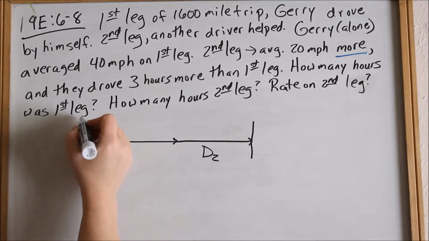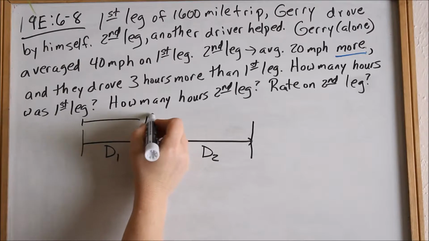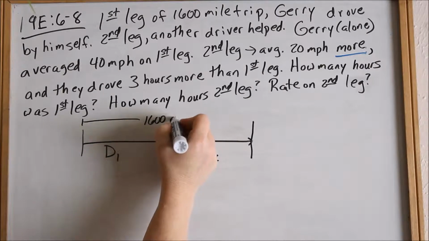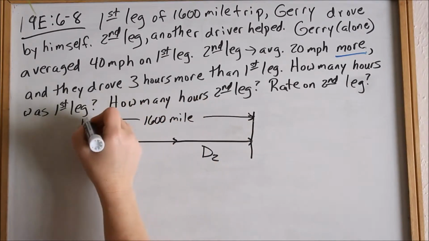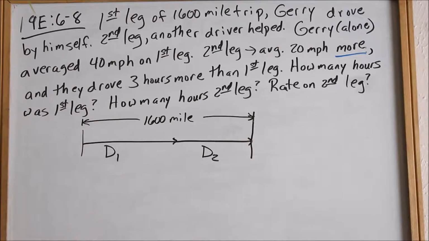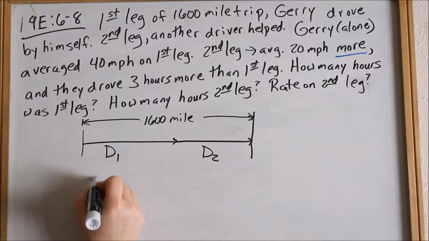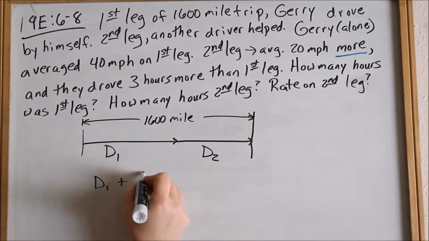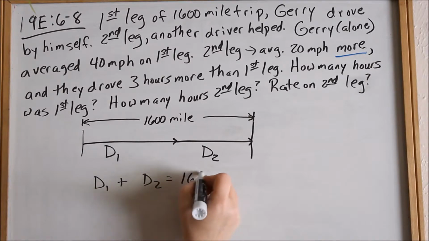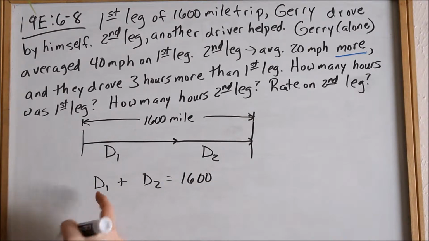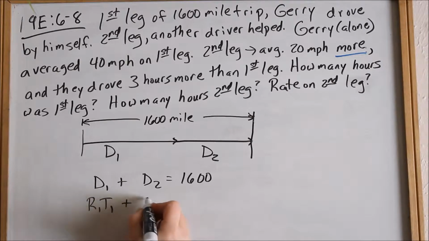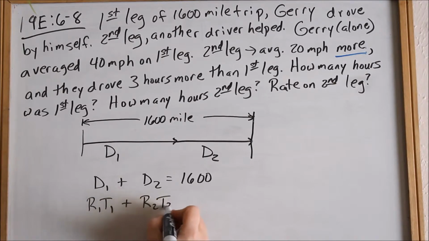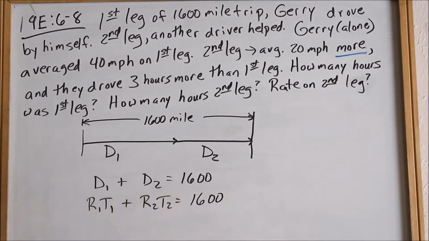We do know, we were just now told that the whole trip together was 1,600 miles. Okay? So the total distance was 1,600 miles. So right now we can already make the statement that the distance of the first leg plus the distance of the second leg is 1,600 miles. We can replace this distance with a rate times time, and we can replace the second distance with a rate times time. So now let's go back to the problem to see what we're told.